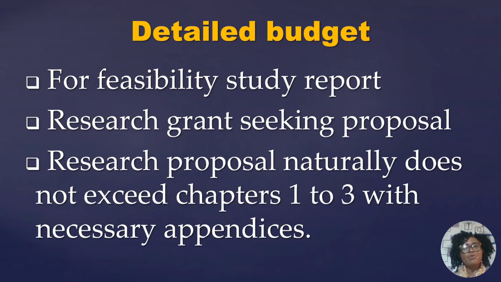Then, like I said, if you are dealing with donor agencies, you have to include what? A detailed budget. For feasibility study reports and research grant seeking proposals, a research proposal naturally does not exceed chapters 1 to 3 with necessary appendices.